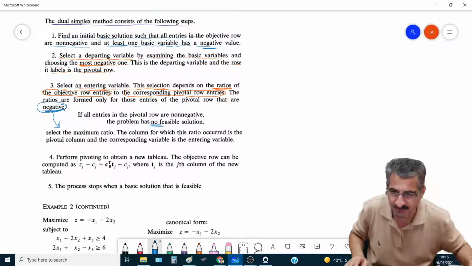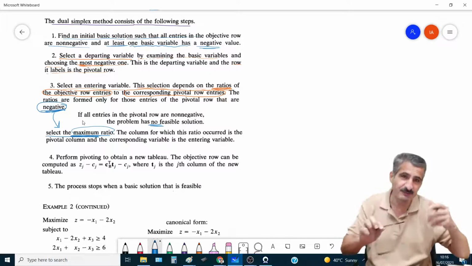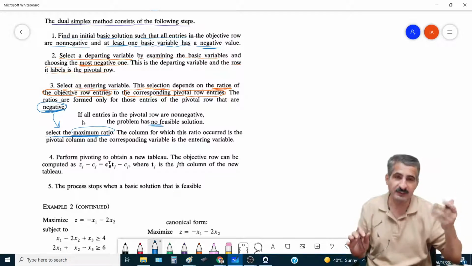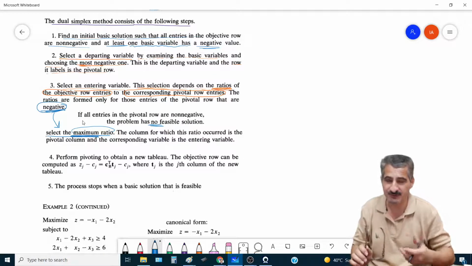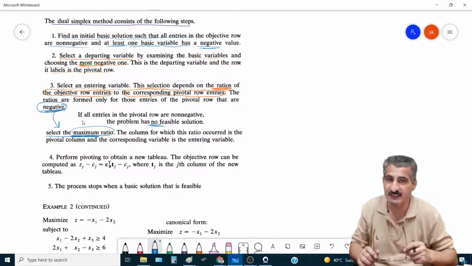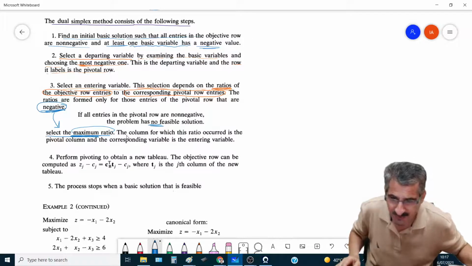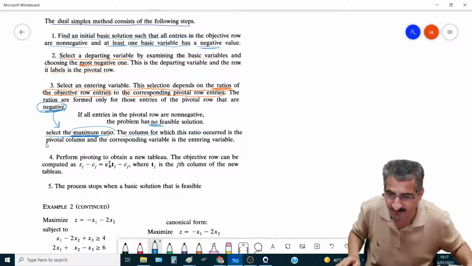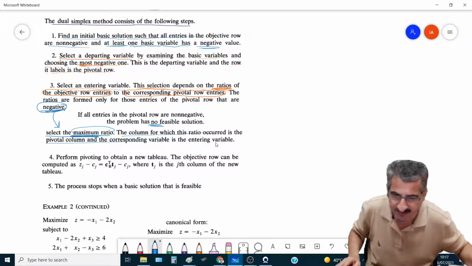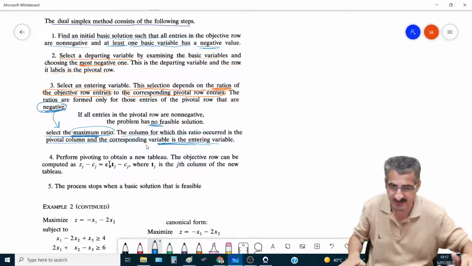So what do we do? Select the maximum ratio. In the simplex method, we use the minimum ratio, but here we select the maximum ratio because this ratio will be negative. The column for which this ratio occurred is the pivotal column, and the corresponding variable is the entering variable. Good, I think these things are clear.